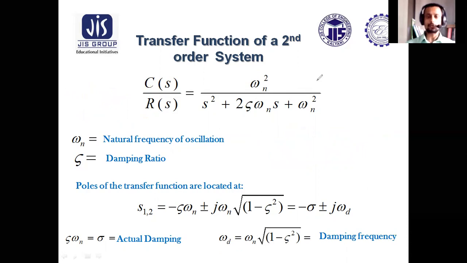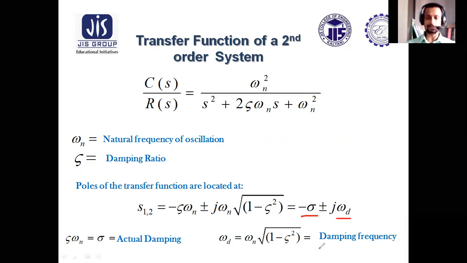Okay. Now, for this transfer function, we can easily obtain where the poles are located. These are the locations of the poles. This denominator should be equated to 0 to get the pole location. So minus zeta omega n is the real part, and omega n under root 1 minus zeta squared is the imaginary part. So these poles are complex frequency poles, in which the real part is denoted by sigma and the imaginary part is denoted by omega d.